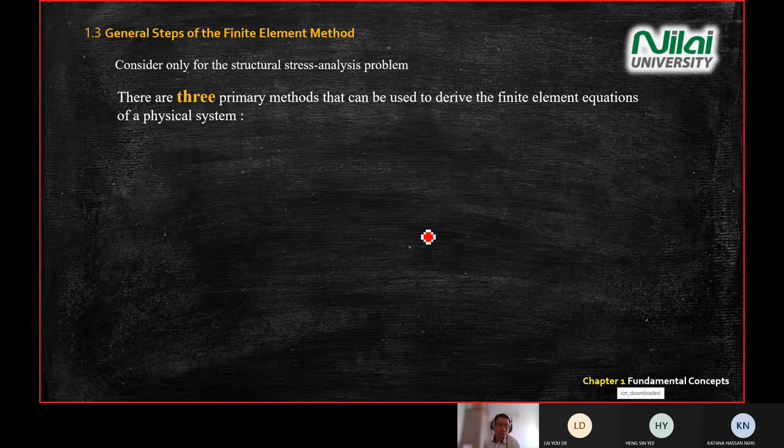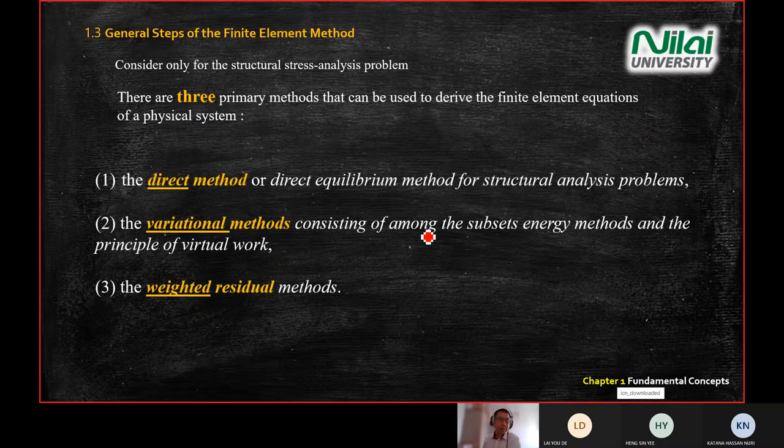Okay. Now we come back to a tutorial question. If you look at the tutorial, it will be under question number 8. It talks about the methods that we use in FEM, finite element methods. We have 3 methods we're going to use. So the first one is called the direct method. The second one is called the variational method. The third one is the weighted residual method. Okay, so all these we'll go one by one after this.